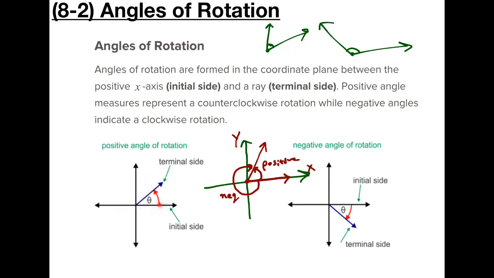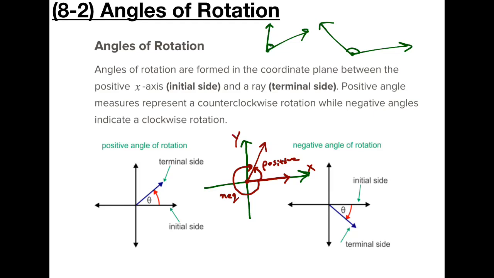If I count it as counterclockwise, it gives me a positive angle of rotation. And on the other hand, this shape over here, I measured it clockwise, and that will give us a negative angle of rotation. That's all there is to it. So if you go clockwise, you'll get a negative angle. If you go counterclockwise, you'll have a positive angle of rotation.